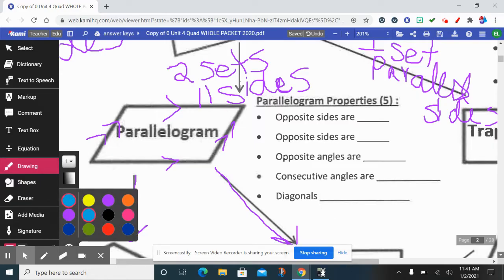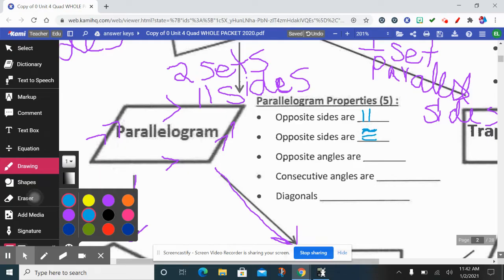Okay, so here we know opposite sides are parallel. So for a parallelogram, there are going to be 5 different properties or rules, and we're going to apply those rules to solve some problems in a minute and also do some proofwriting. So we have opposite sides are parallel. Opposite sides are also congruent in measure. So that's my little squiggle there.